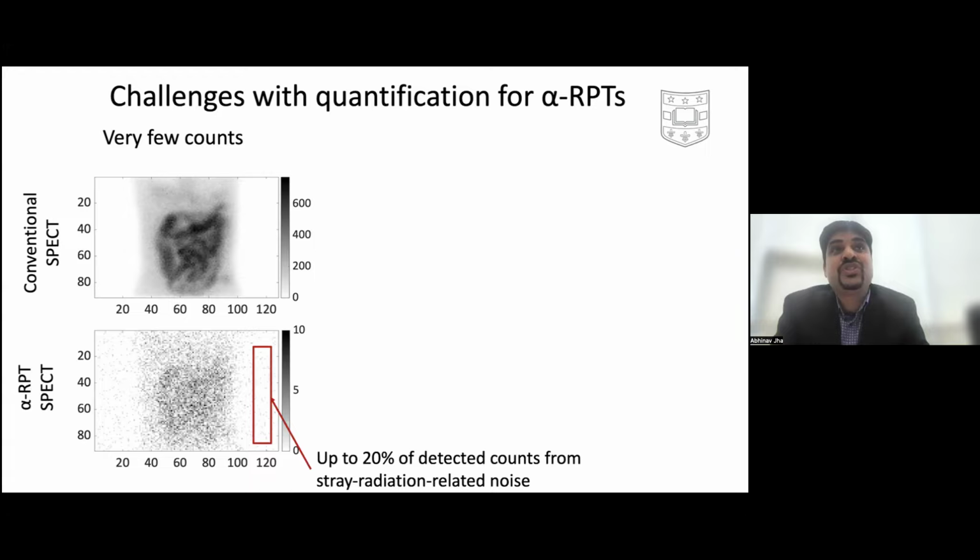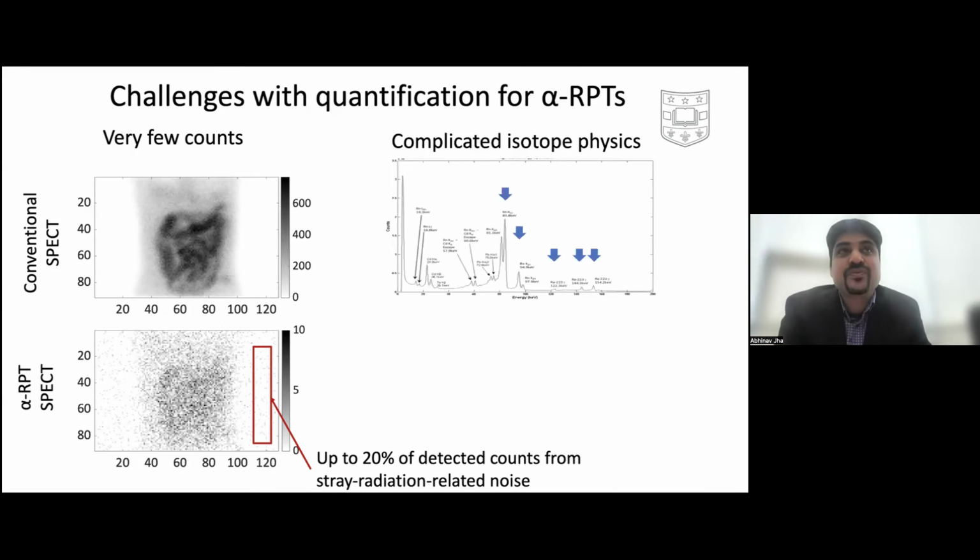There's also this issue of stray radiation related noise. When you have such low count levels, even things like counts from cosmic radiation, or patients sitting in another room, all of this starts having an impact. We learned this the hard way from doing a physical phantom study, and we wondered, what are these counts? We don't see them. Where are these coming from? It turns out that because the number of counts is so low, we just cannot ignore these counts anymore.